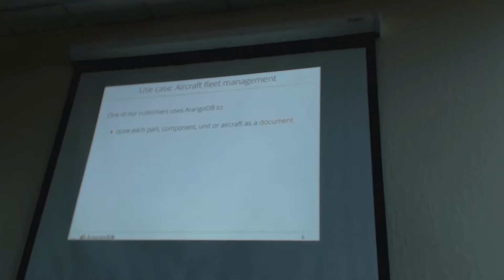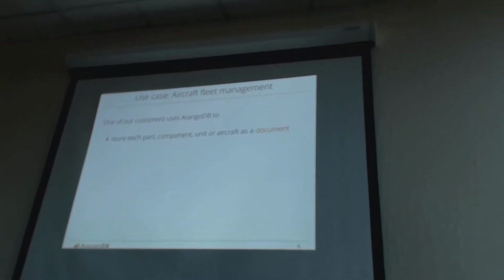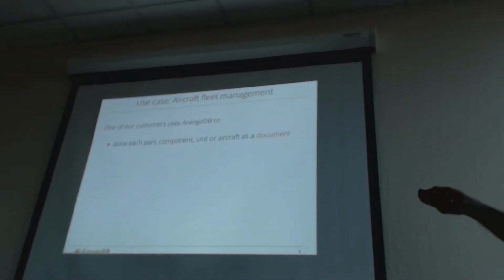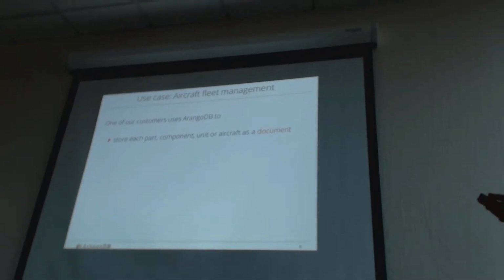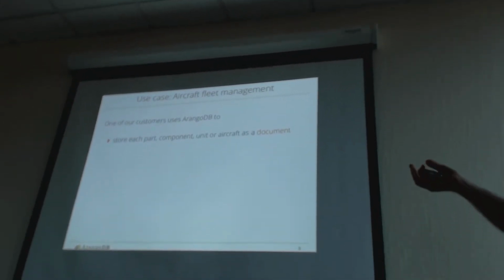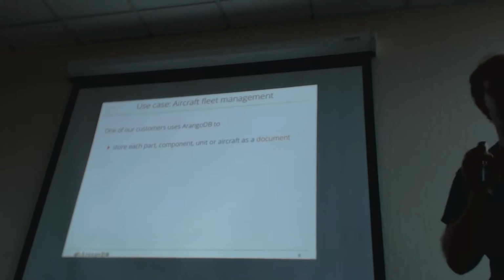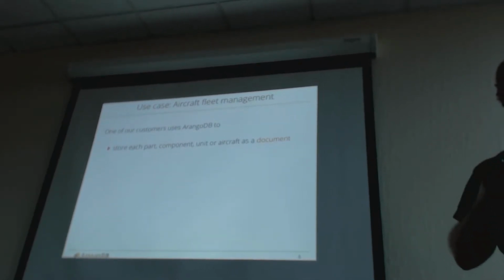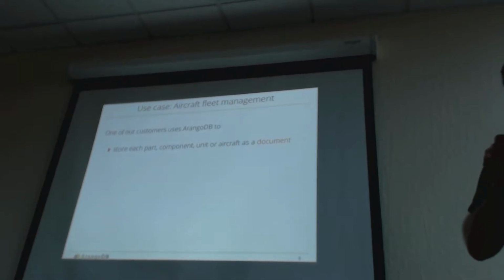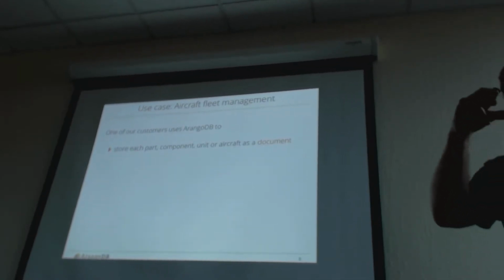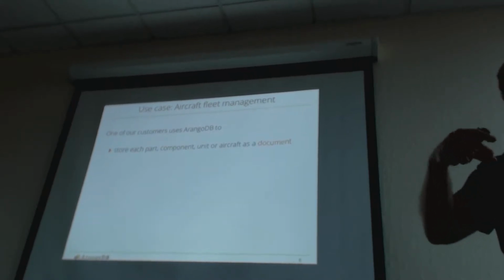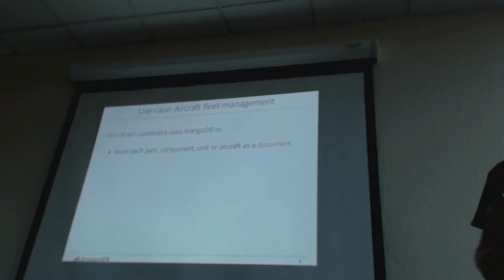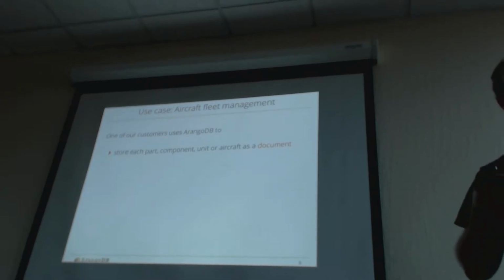This is one of our customers who actually use ArangoDB. They do aircraft fleet management. So they have the problem that they have lots of aircraft. An aircraft has lots of little parts and greater components. And so what they, for example, need to say, if I have to exchange this type of screw, what is the smallest piece of an aircraft which I can exchange to exchange this piece? And what are the maintenance intervals and so on?